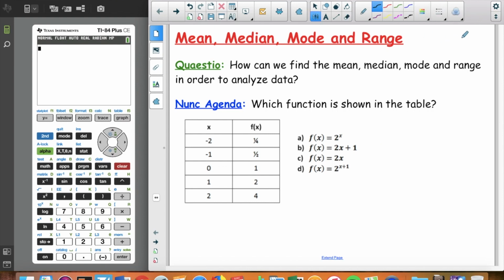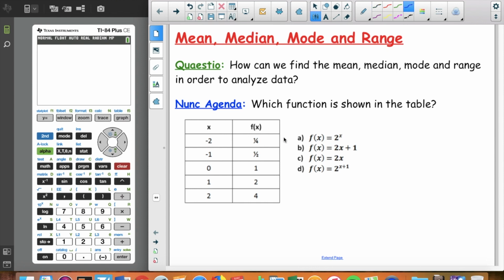Everybody. So this is the first unit of Unit 14, which is our statistics unit, and it's also our last unit in the curriculum of Algebra 1. So today we are going to look at how we can find the mean, median, mode, and range in order to analyze data. So first, let's look at the do now.